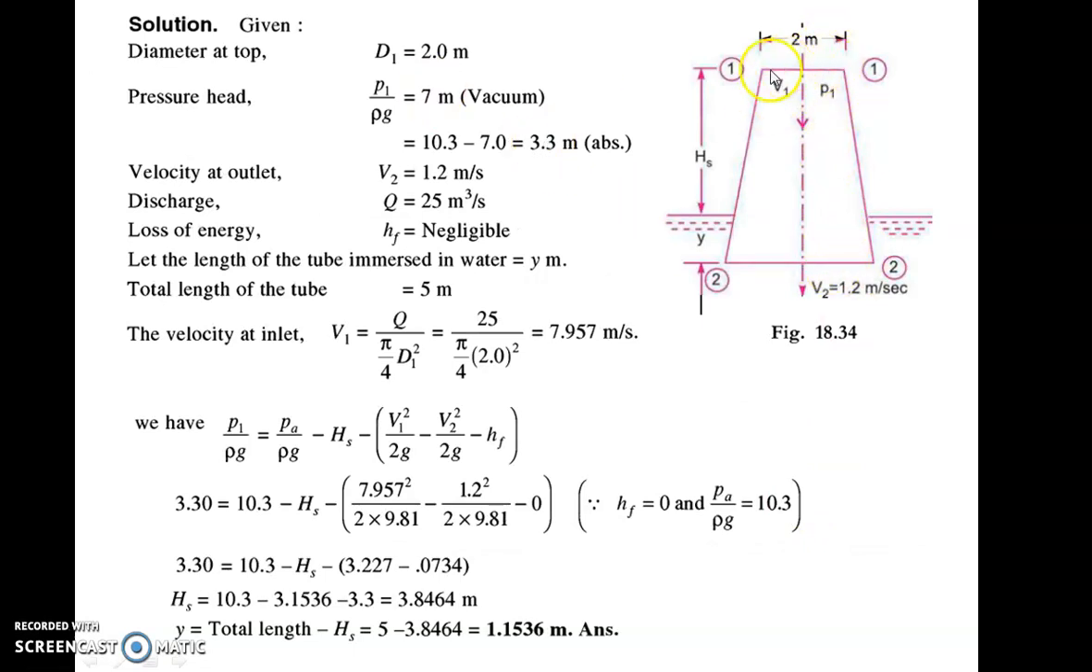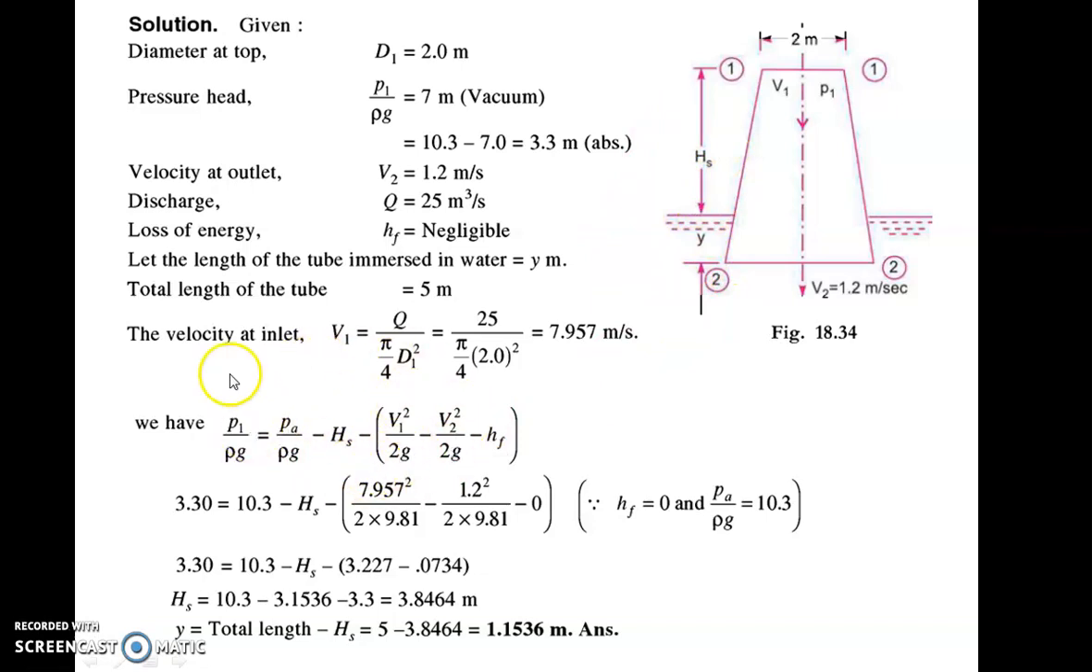So diameter D1 is 2 meter. P1 by rho g is minus 7 meter. So absolute pressure will be 10.3 minus 7, so it is 3.3 meter absolute. That difference you know. V2 is equal to 1.2 meter per second. Q discharge is 25 meter cube per second. HF is negligible, so neglect it. Total length of the tube is 5 meter and this is the Y distance. So HS you have to find by the formula.